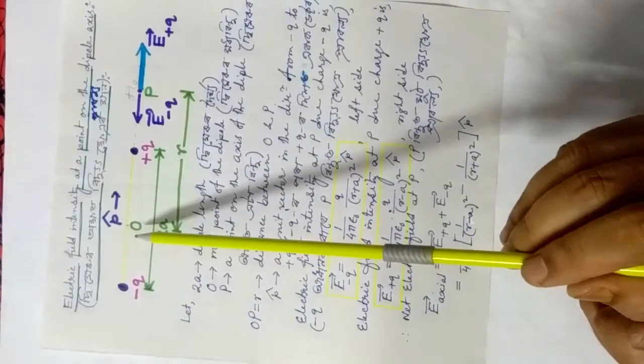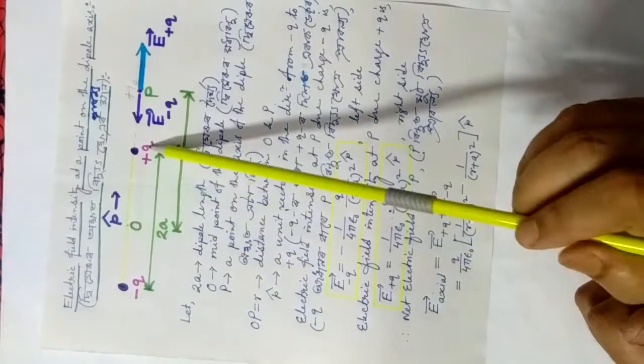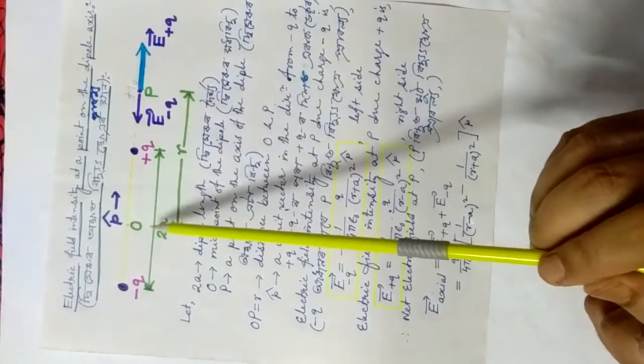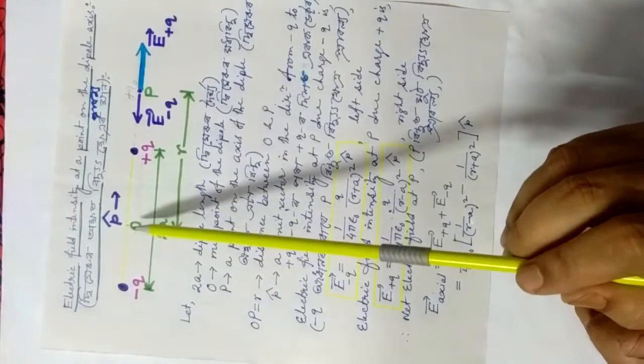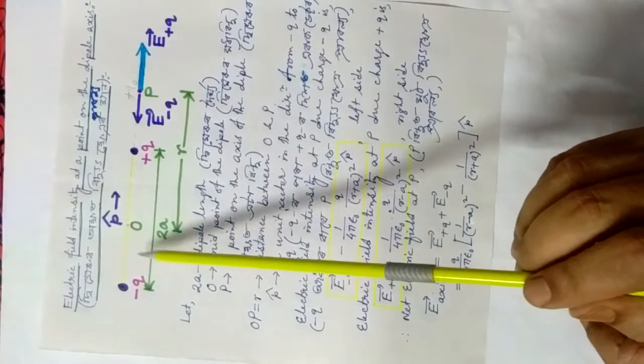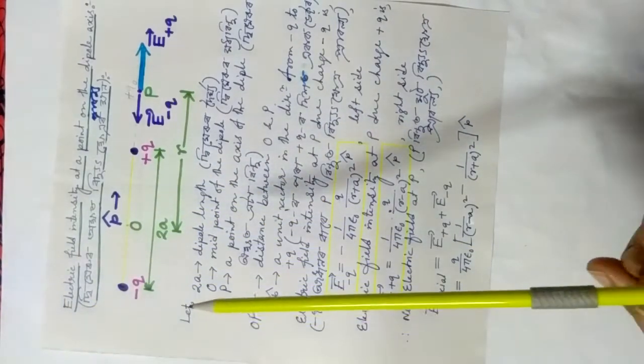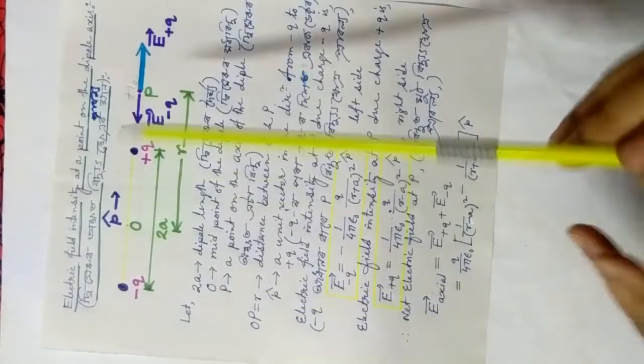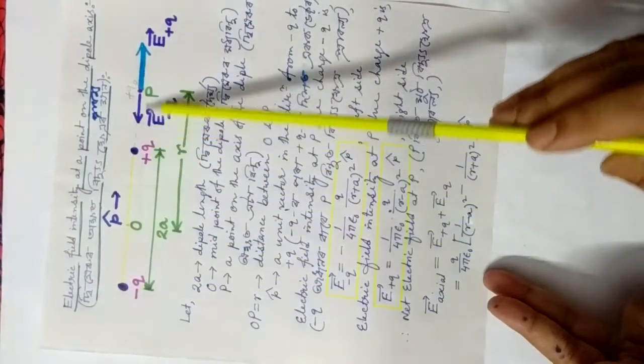Why? Then the distance between plus q and O will be what? Now a, and minus q and O is a. But if you take the length as a, then it will be a by 2, this will be a by 2, and the calculation will become a little bit complicated. And now this is the axis of the dipole.